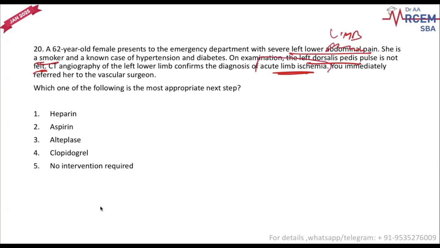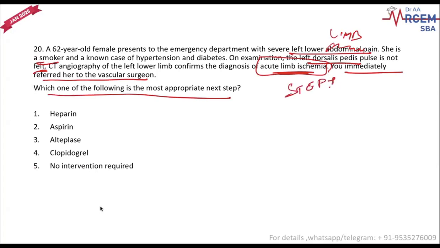So it is an acute limb ischemia. What is the diagnosis? You immediately refer to the vascular surgeons. Which one of the following is the most appropriate next step? You already referred to the vascular surgeons. That is step one. Step one is done. Step two is giving heparin. Heparin how much? 5,000 international units intravenous bolus. So this is the right answer here.